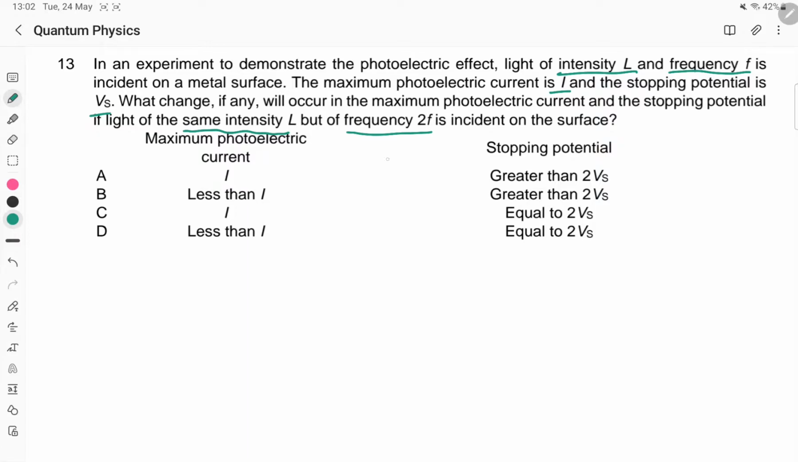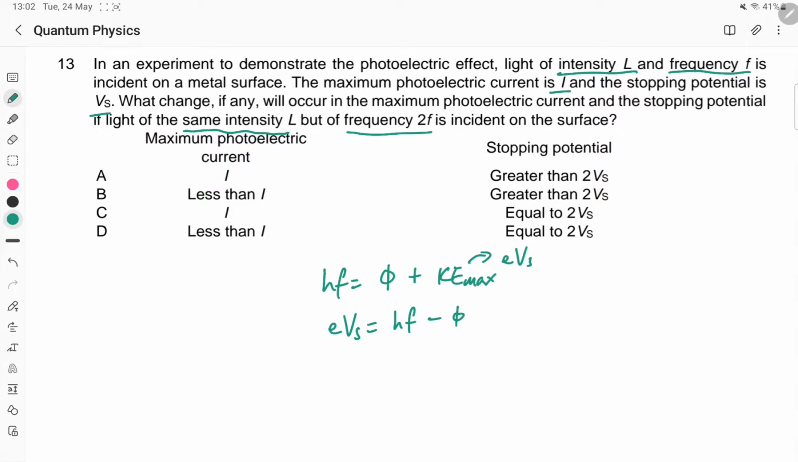Firstly, let's look at just the frequency change. How will it affect things? So hf equals work function plus the KE max, which we'll write as eVs. Let's make eVs the subject. So this will become hf minus work function.